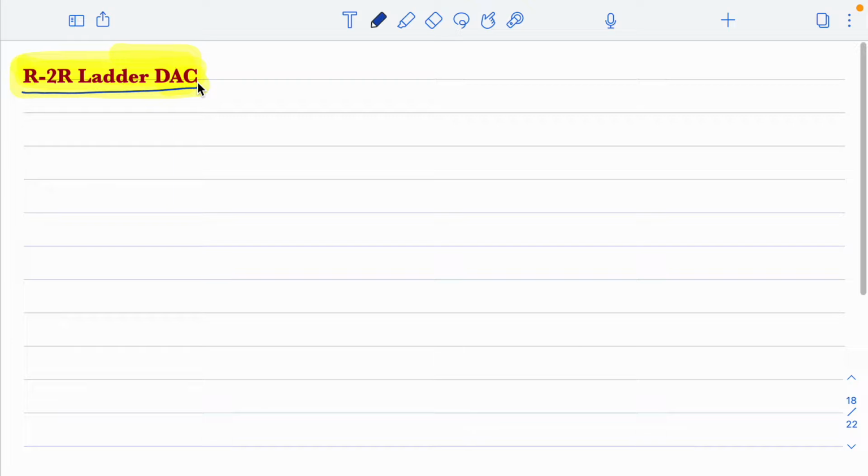Now, the reason why we are not discussing that is because getting binary weighted resistors, and especially providing matching or exactly binary weighted resistors, is a little difficult. Due to the mismatches in the resistor values, that will result in non-linearity. So that is why we are going for a better version than the binary weighted DAC.